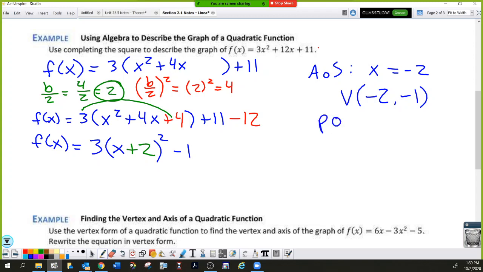And this opens. Oh, hold on. That says Po. This opens up because the front is positive. And that is going to be a good stopping point for today.